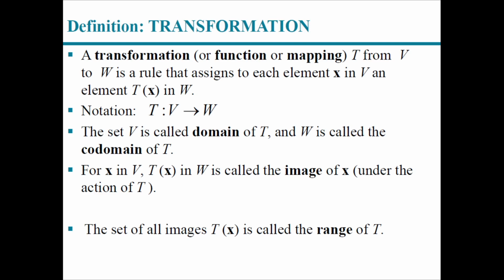So first, a couple of reminders of the definition of the transformation. A transformation is a function or a mapping that transforms objects that live in a linear space V. It assigns to each one of them an image, an element in a linear space W. And this is the typical notation: T is a transformation from V to W.